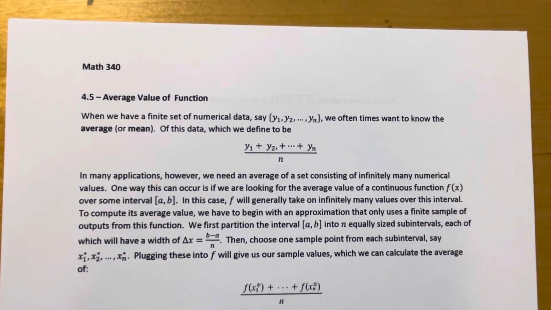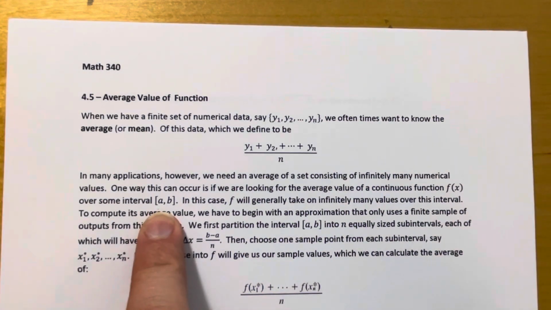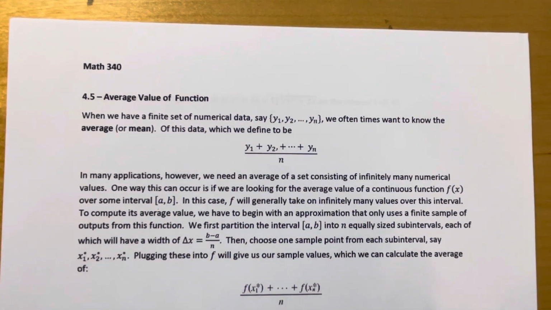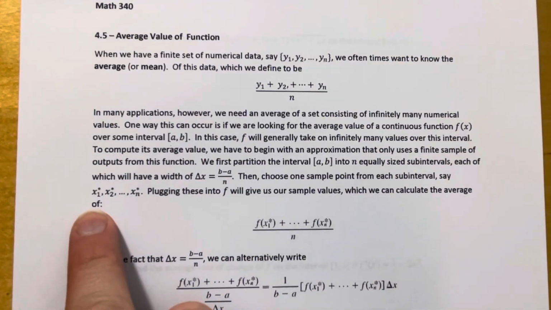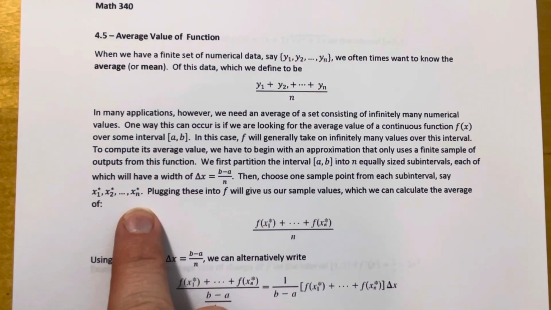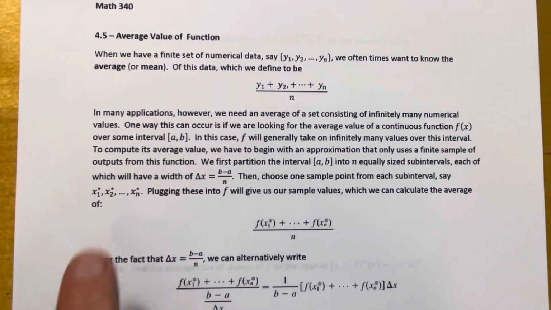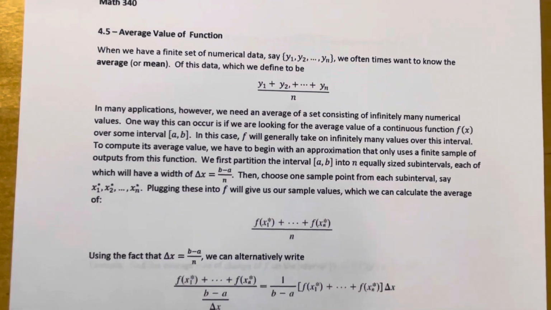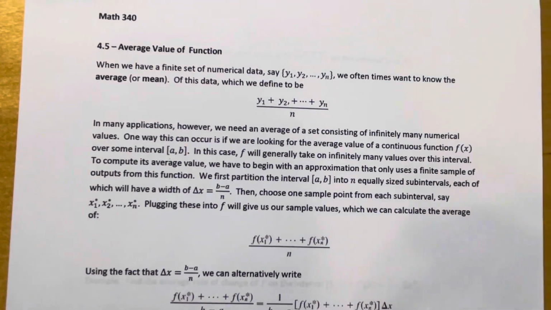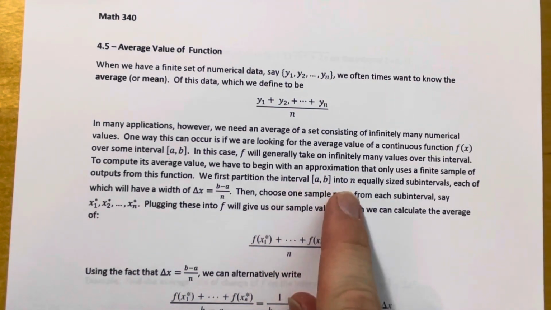We can start with an approximation of that average value by doing this process. We can take this interval, we can cut it up into a finite number of subintervals, let's say n subintervals. And then from each of those subintervals, we can pick exactly one number that lives in each subinterval, and let's call them x1 star, x2 star, all the way up through xn star. So x1 star would have come from the first subinterval, this x2 star came from the second one, and so on.